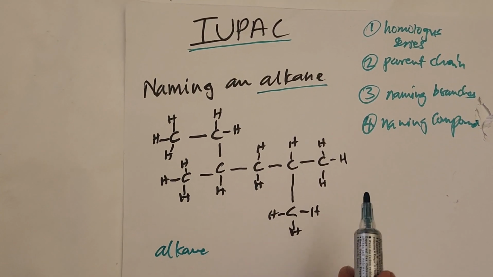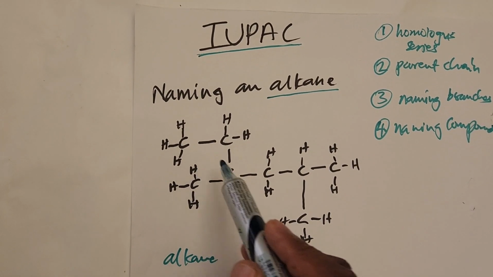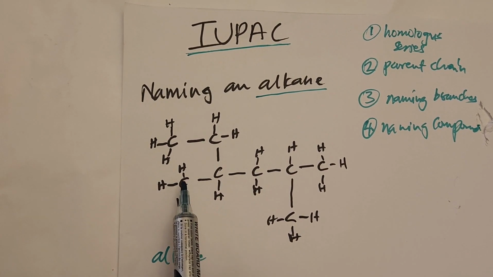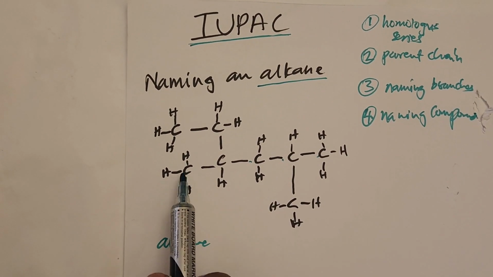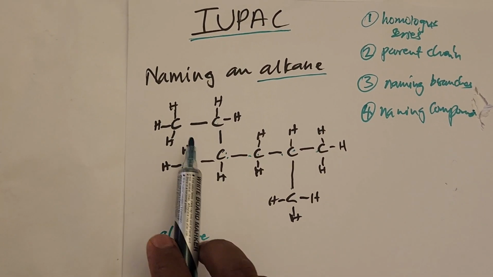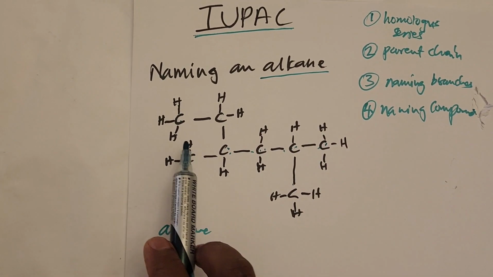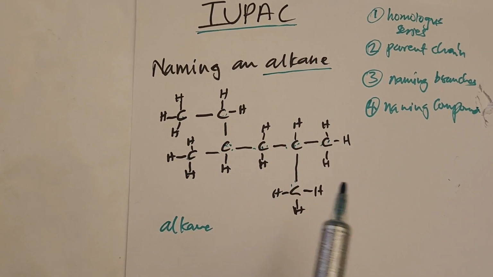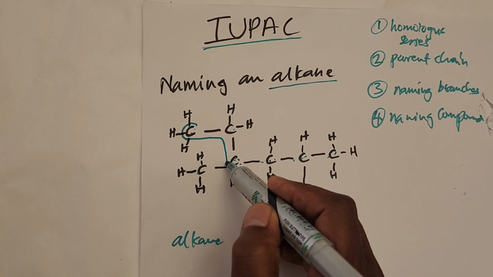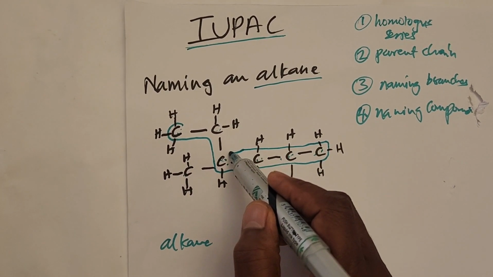And then next we go to the longest chain, which is the parent chain. Now we count the number of carbon atoms connected together forming the longest chain. 1 2 3 4 5, 1 2 3 4 5 6. So you can have 6 carbon atoms. Then what we do, we can circle it so that it becomes clear this is our parent chain.